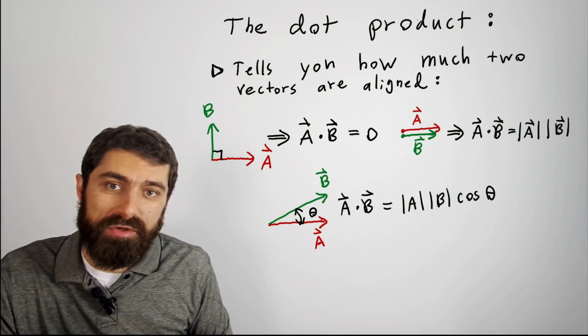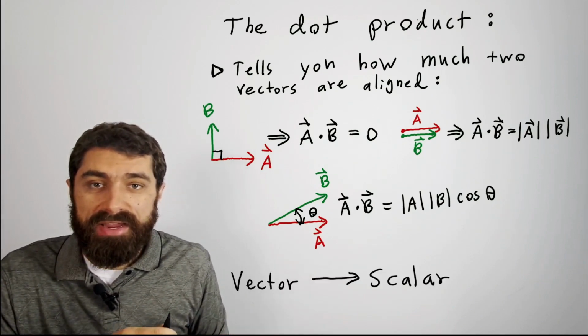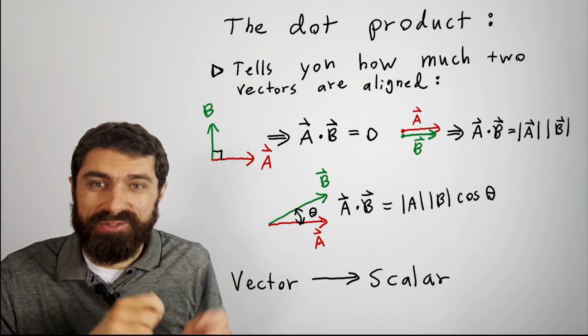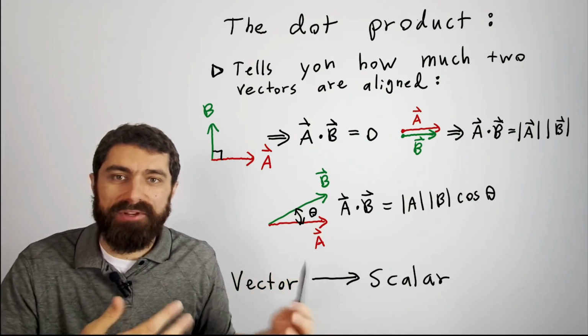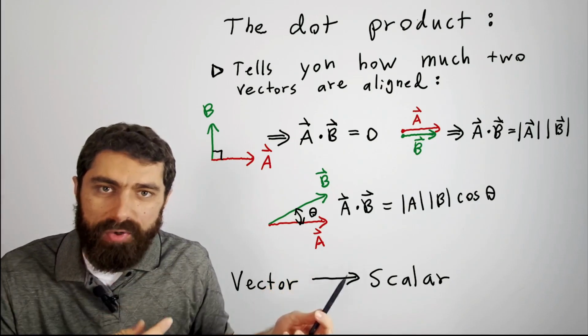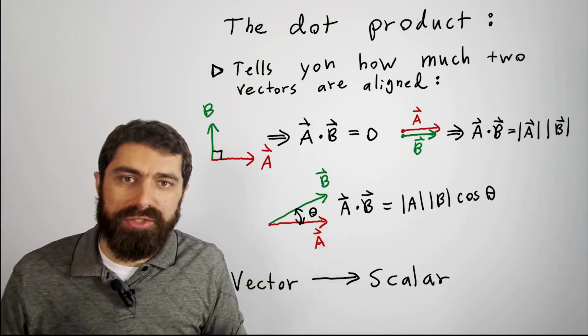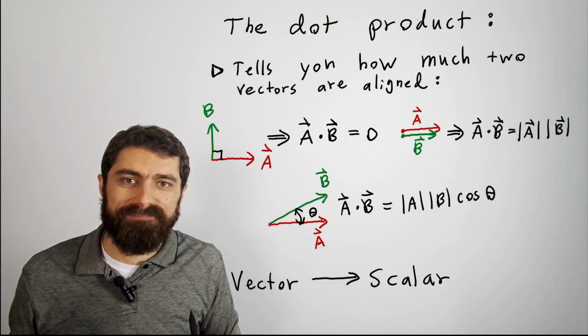One thing that's important to always remember is that a dot product between two vectors always spits out a scalar, just a number. It doesn't have a direction. It is just a number that tells you how much two vectors are aligned.